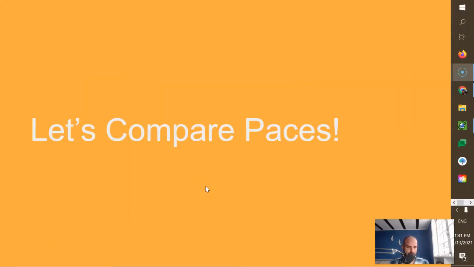Let's compare paces. So let's look at some paces. So looking at your work, who was the fastest? Which student was the fastest? What do you notice? Who was the slowest?